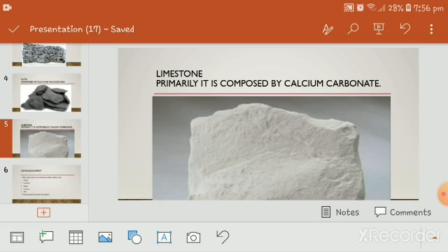Now let me tell you about the different uses of the different rocks. First of all, I will tell you about the uses of granite. Granite is used in buildings, bridges, paving and many other exterior projects. आप बहुत सारे projects में इनको use कर सकते हैं.